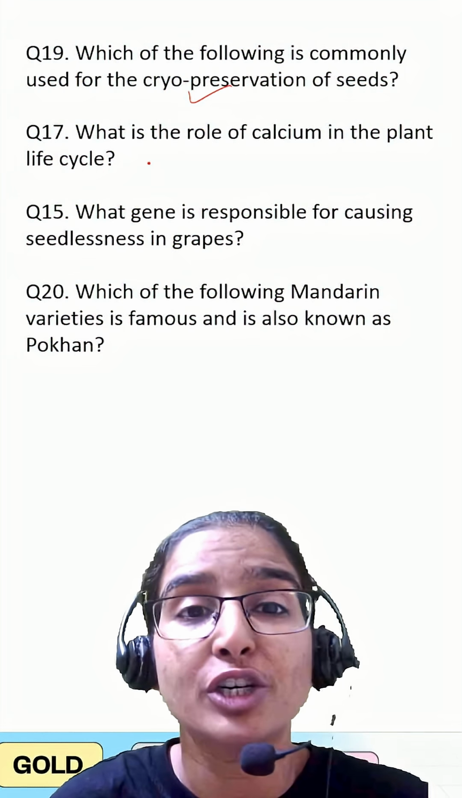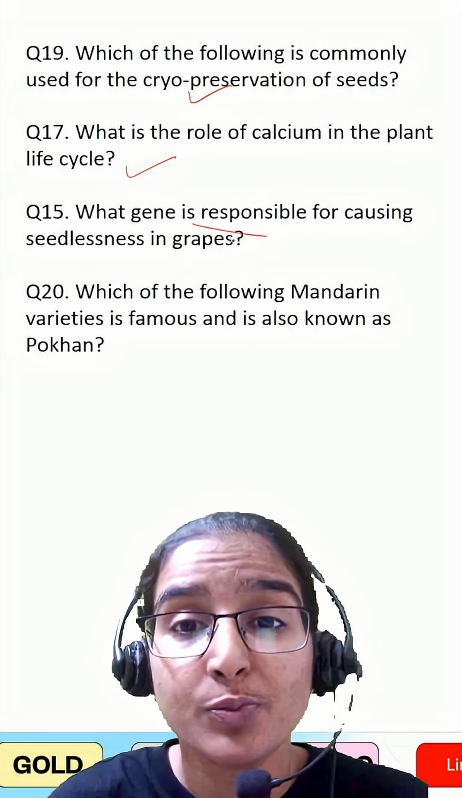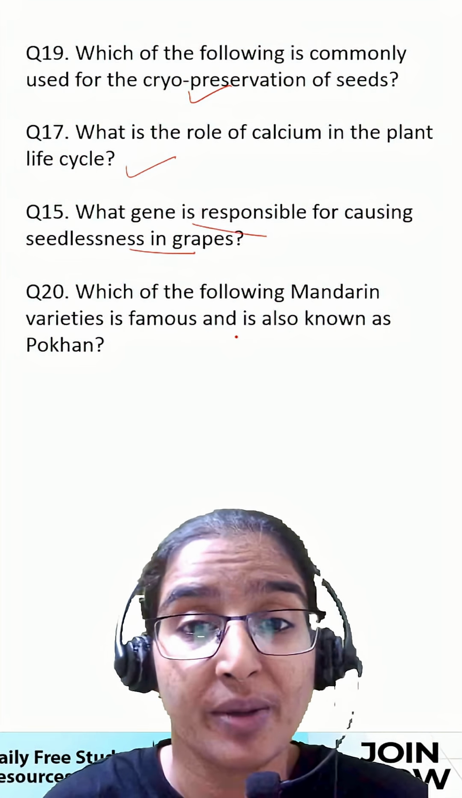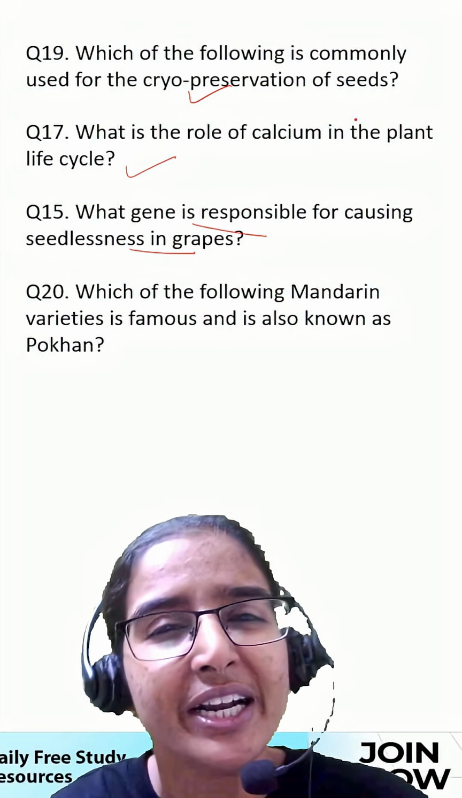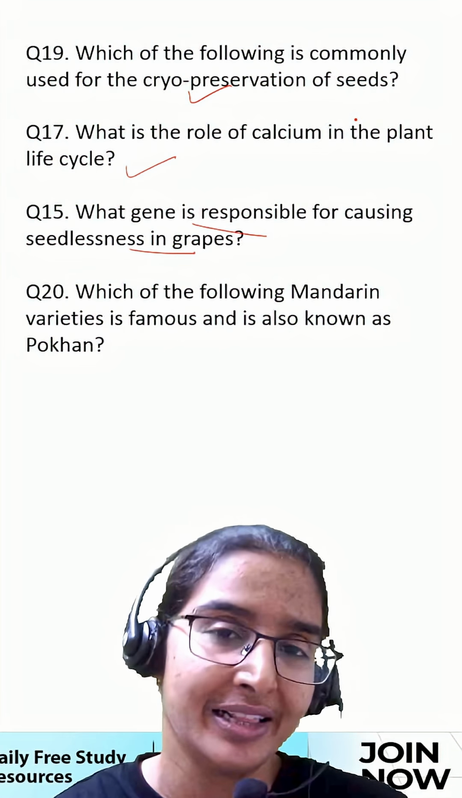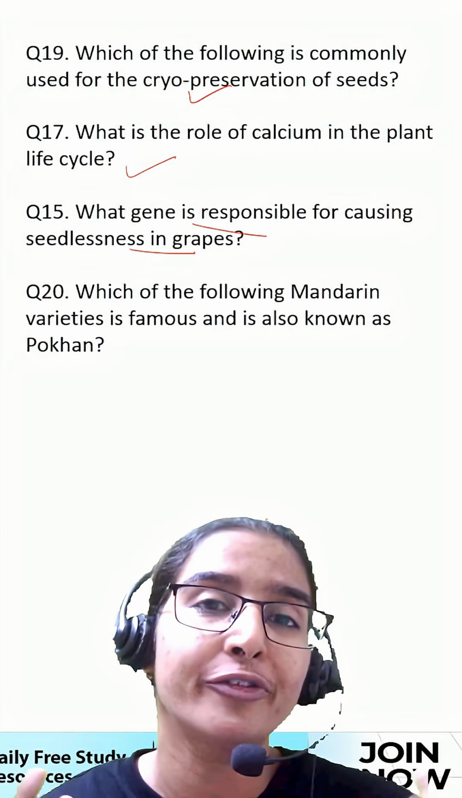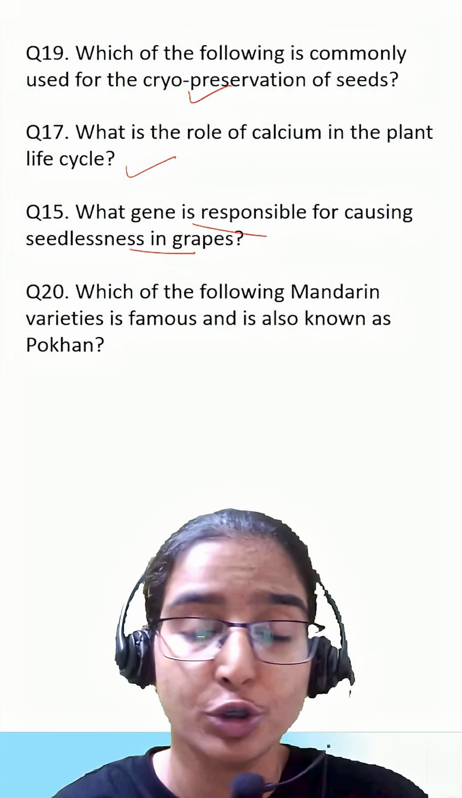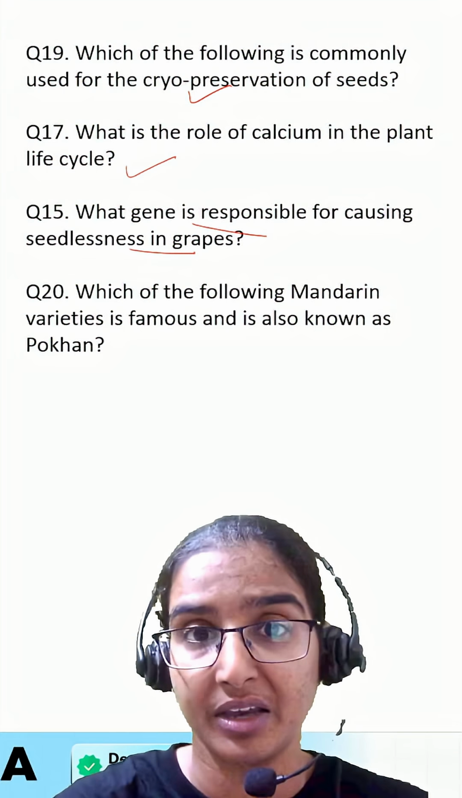The role of calcium in the plant life cycle, the gene responsible for causing seedlessness in grapes, which of the following mandarin varieties is famous and also known as Spoken? So these are some very difficult questions, and the best way to tackle them is to ignore them. You have to be smart enough to know which questions you should attempt and which questions you should ignore as far as your exam is concerned.